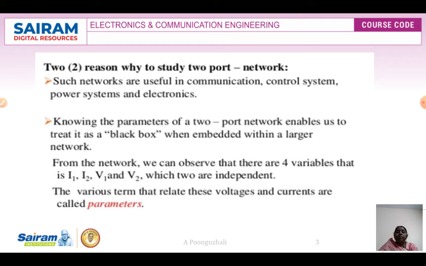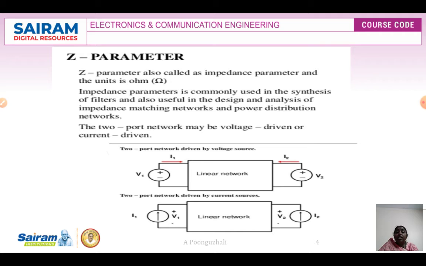How these voltages and currents are related defines the parameters. First we will see the Z parameters. We know that Z is nothing but impedance, so the Z parameters are also called impedance parameters, and the unit for impedance is ohms. These impedance parameters are commonly used in the synthesis of filters, and are also useful in the design and analysis of impedance matching networks and power distribution networks.